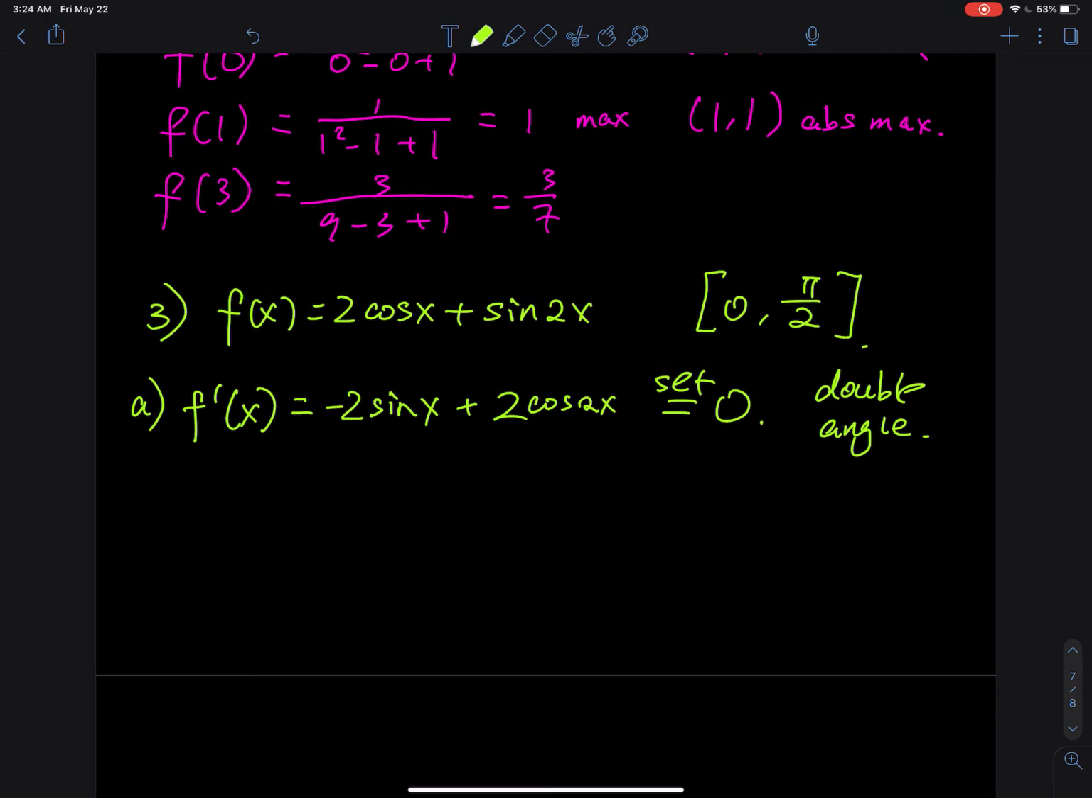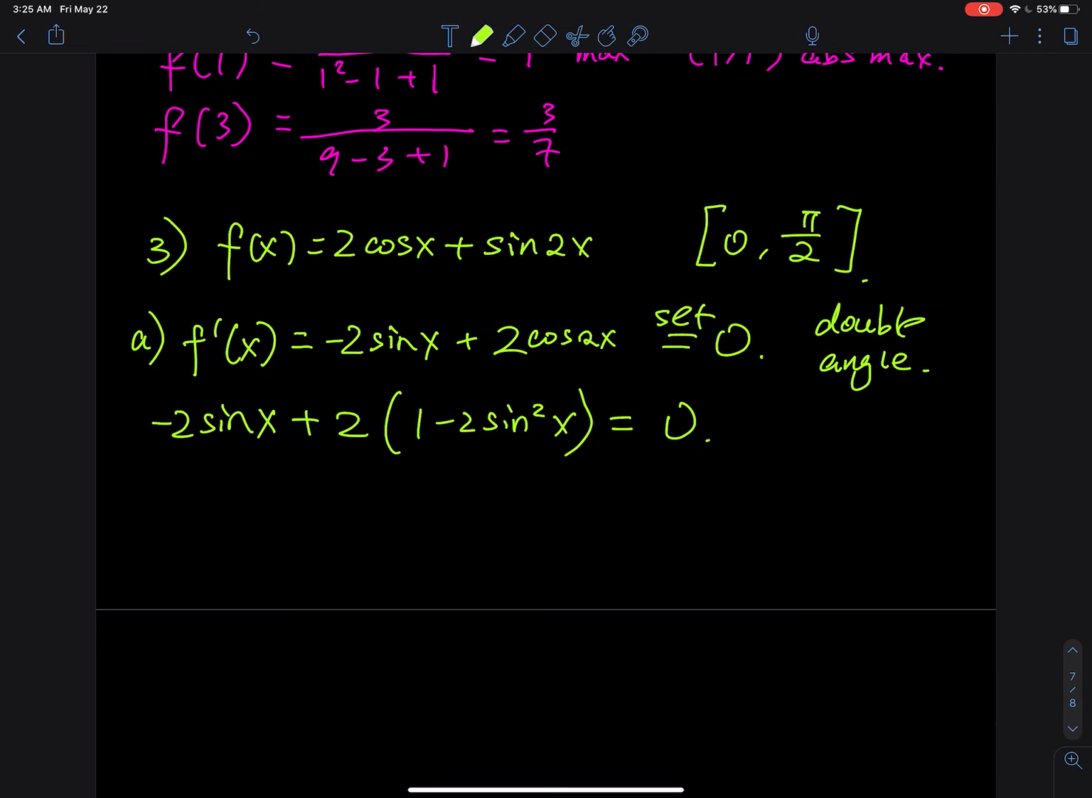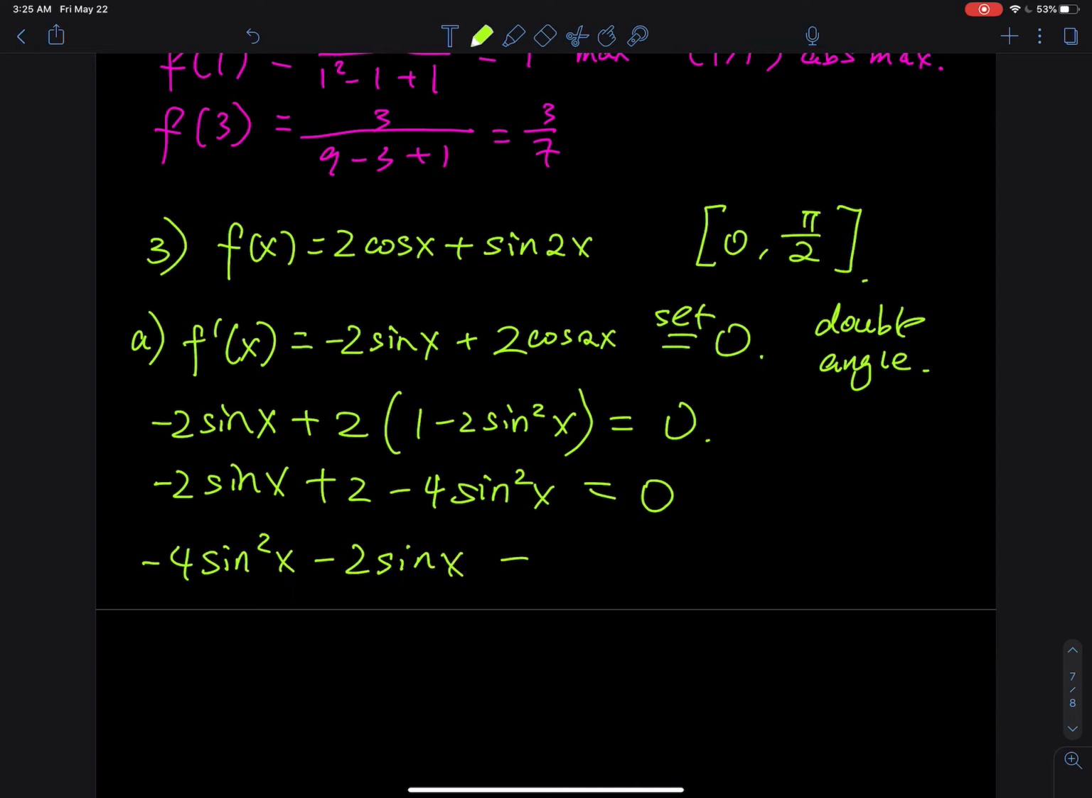So we have negative 2 sine x and then plus 2 cosine 2x. If you don't remember this, look it up online. Cosine 2x has 3 double angle formulas. One of them is 1 minus 2 sine squared x. All right, and then you distribute the 2, and then you factor the quadratic equation. So we have negative 2 sine x plus 2 minus 4 sine squared x equals 0. I let the square go first. So that is negative 4 sine squared x minus 2 sine x plus 2 equals 0.